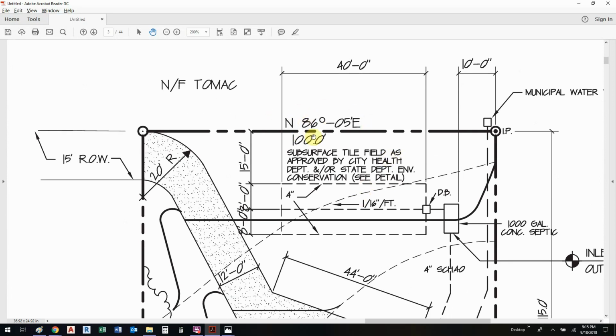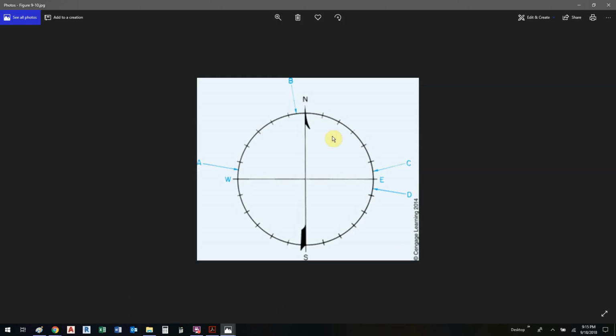Here is the bearing. It's going to the northwest. If we look at our little thing here, we've got a quadrant: north, east, and I said northwest. Northeast is what I meant. So we are going in this direction.